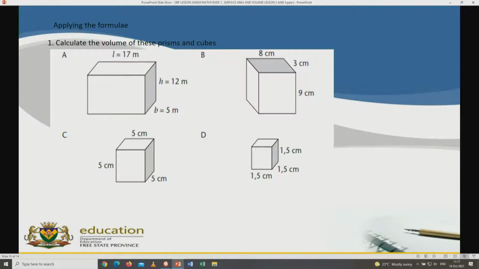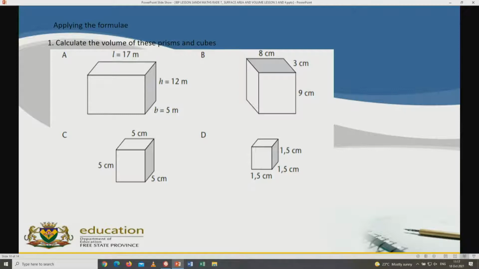If it is a rectangular prism, we said a pair of 2 identical faces will be the same. If it's a cube, all of the faces will be of equal length, or the area will be equal, or the dimensions will be equal. Now let's have a look at A. We can most definitely say this is a rectangular prism.